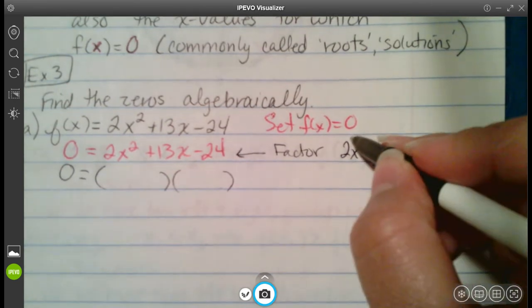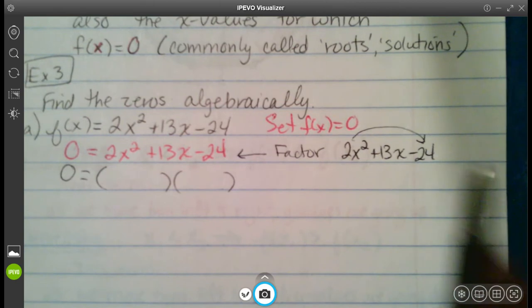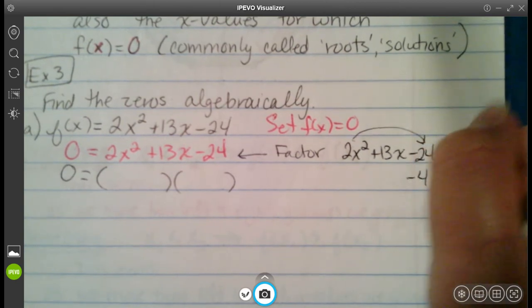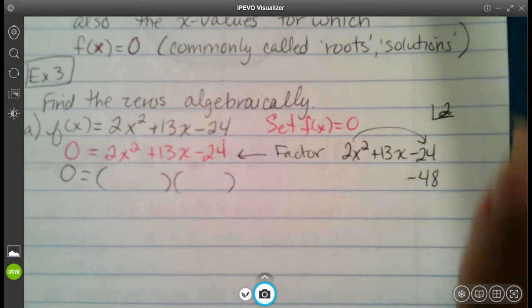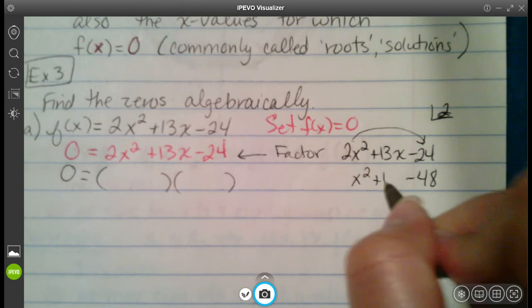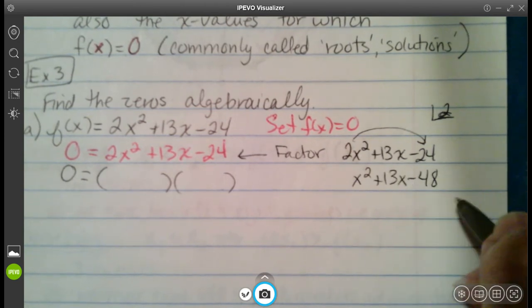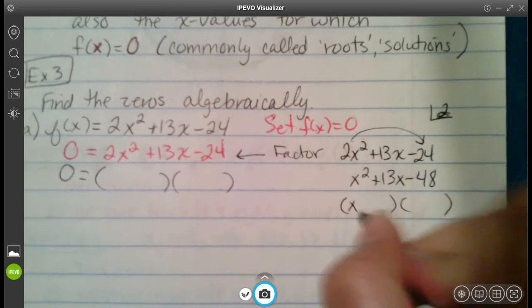Which is where you multiply this number over here. So I'm going to go ahead and multiply 2 times negative 24, and that's going to give me negative 48. And I'm going to hold on to my 2 up here in a corner somewhere. Okay, so this 2 is up here. So now I have x squared plus 13x minus 48. Okay, and I can factor this part. This one's not too bad.